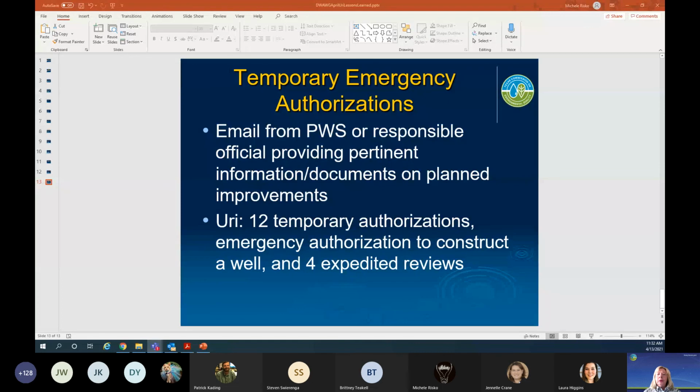And as Michelle stated, even though a lot of us didn't have power or water, there were a lot of people who could work, who did work. And we were working during this time period and doing these emergency authorizations. Okay, I think that's all I have on that topic.